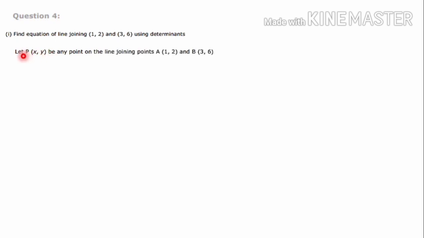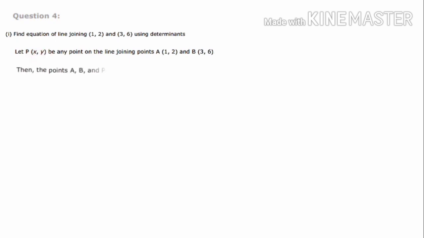Move on to question number 4. Find the equation of the line joining (1, 2) and (3, 6) using determinants. So we have to form the equation of the line joining (1, 2) and (3, 6). Here we have to assume a third point: let P(x, y) be any point on the line joining the points A(1, 2) and B(3, 6). So A and B are these two points, and we have taken another point P on the same line that we take as (x, y).